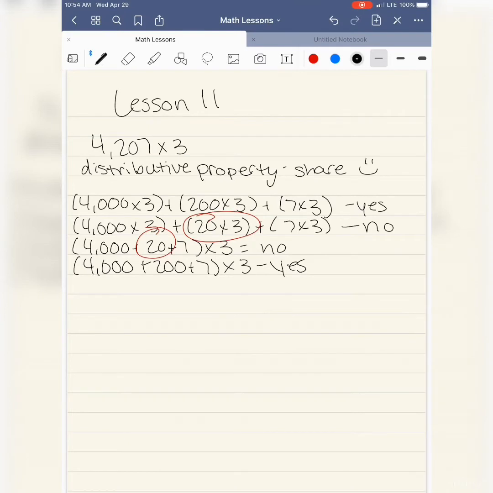Alright, Mr. Porter bought 5 packages of stickers to use in his classroom. There are 175 stickers in each package. Which models below could represent the total number of stickers? Circle all the correct answers. Let's look at each one.